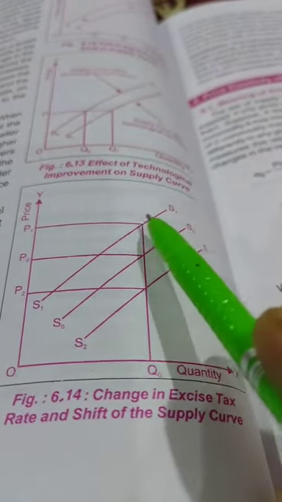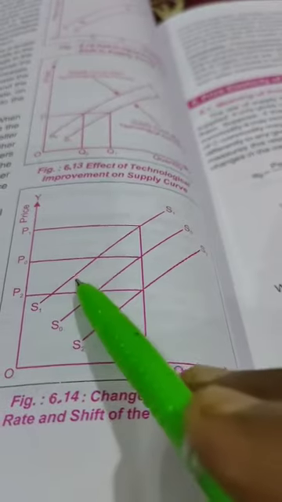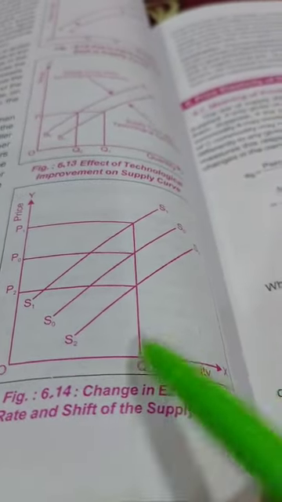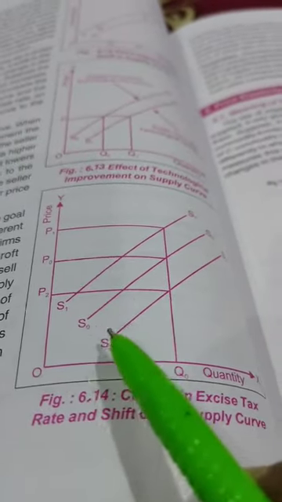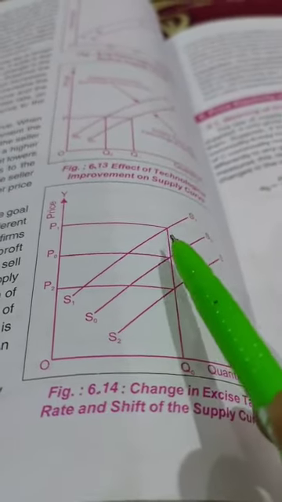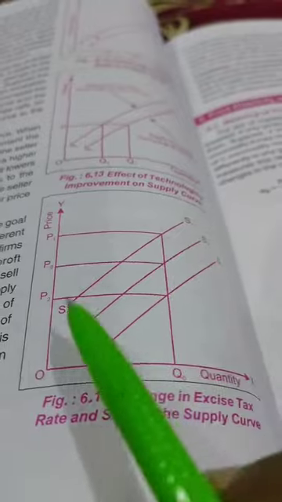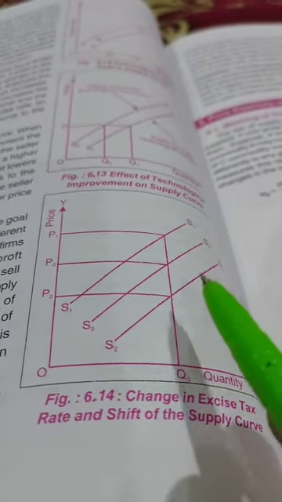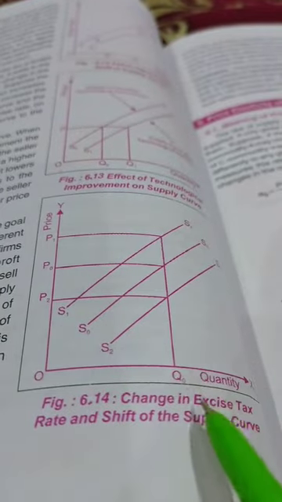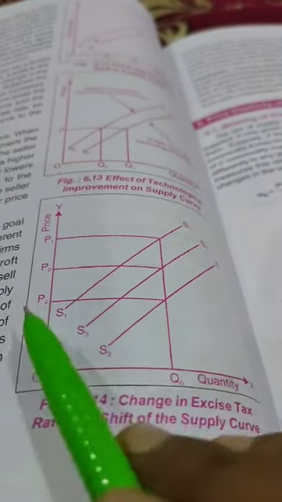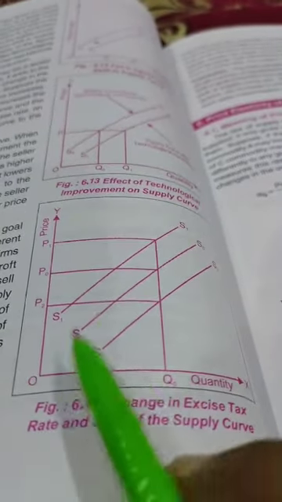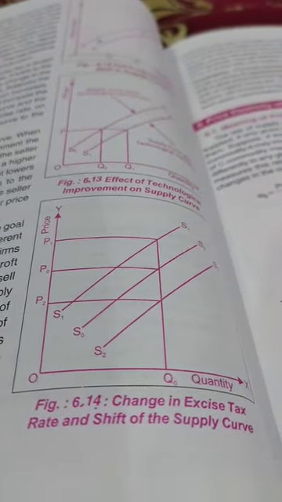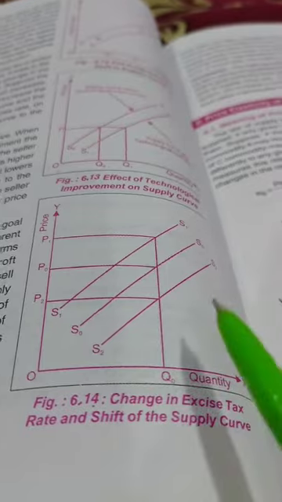But although there is a leftward shift of the supply curve, the supply amount is constant here. Why is it constant? Because it will not actually increase the amount of supply. The producer will intend to supply the same amount of the commodity in the market, although there is an increase in the price of the commodity.